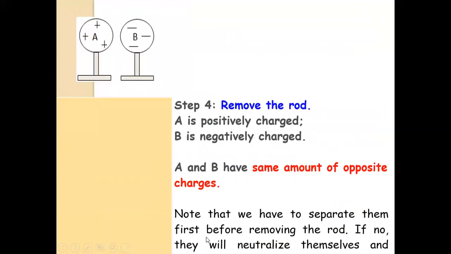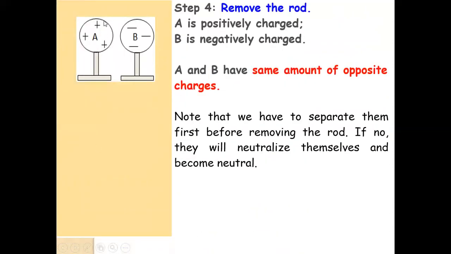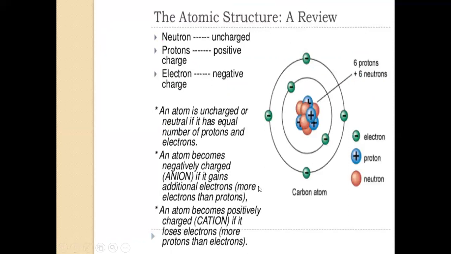Now, next, we are going to remove the rod. So A will have a lesser amount of electrons, so it becomes positively charged, and B has an excess of electrons, so it becomes negatively charged. So A and B have the same amount of opposite charges. We have to separate them first before removing the rod. If not, they will neutralize themselves and become neutral. So this is the way two metal spheres are charged by electrostatic induction.